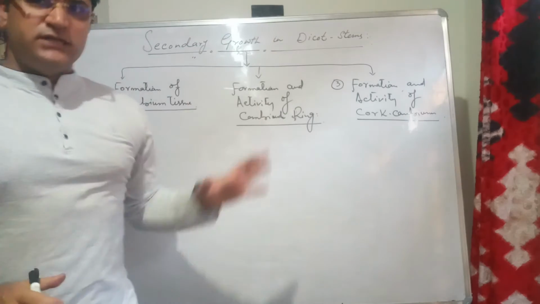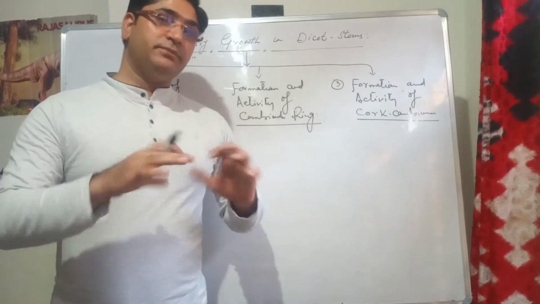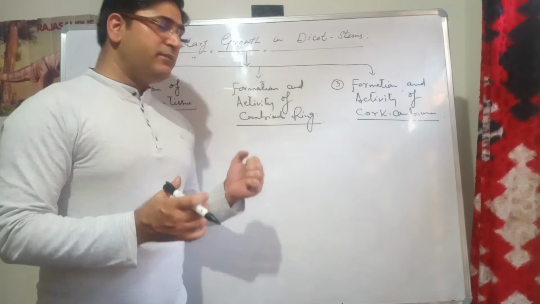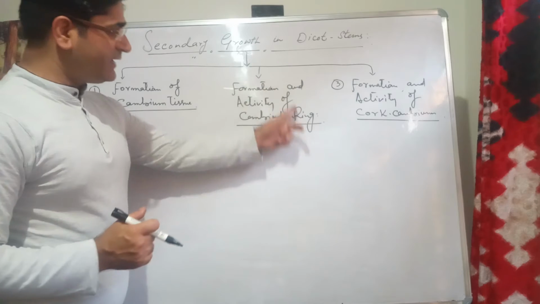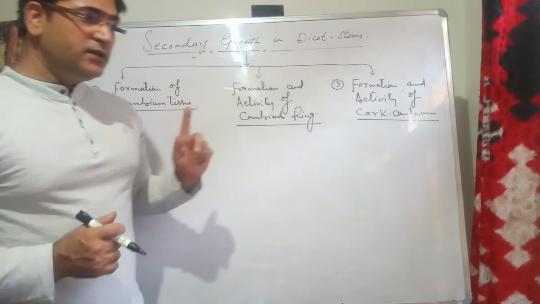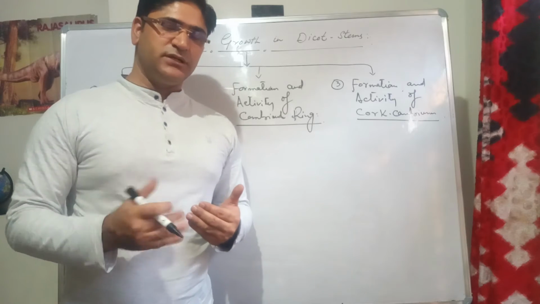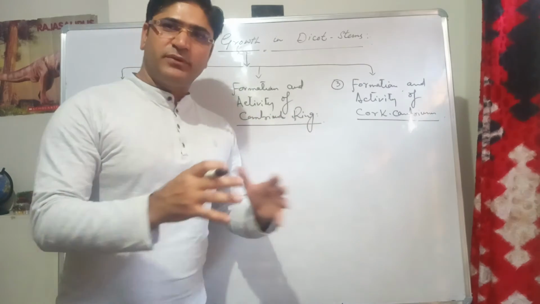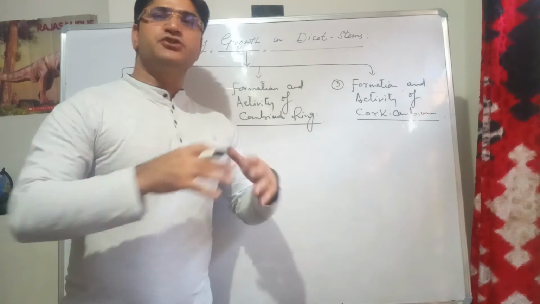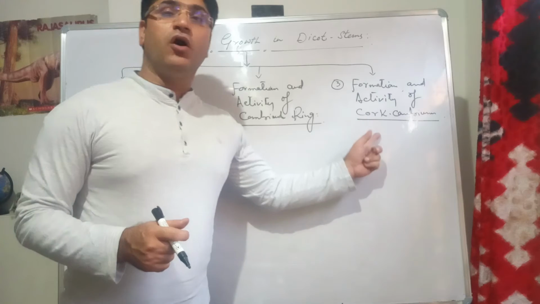Now this is the third step in the secondary growth, that there is another type of cambium. One cambium is called vascular cambium, which is going to be formed in a ring manner. This is vascular cambium. There is another form of cambium that develops later, during the secondary growth only, and that is going to be formed in the peripheral tissues of the plant. That is known as cork cambium.